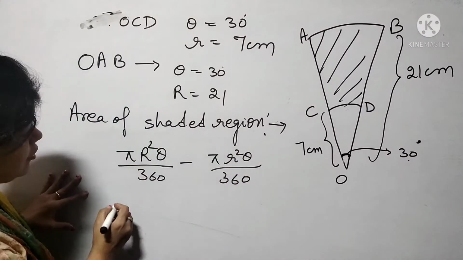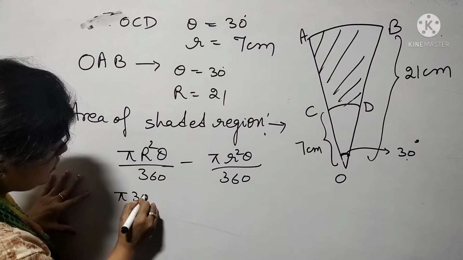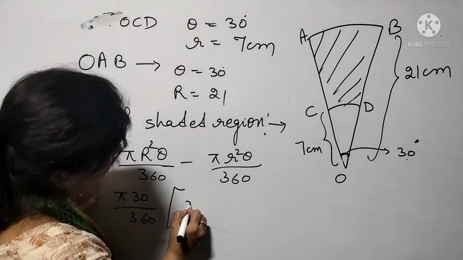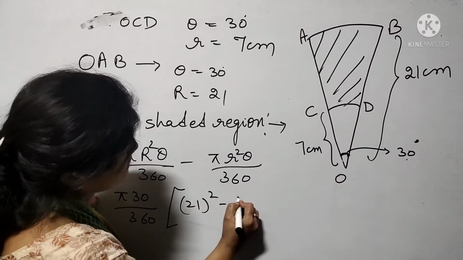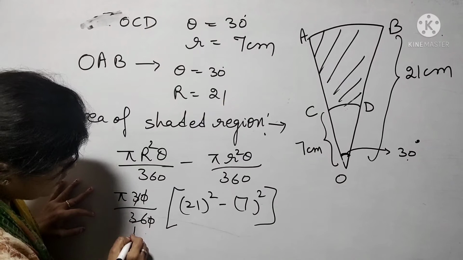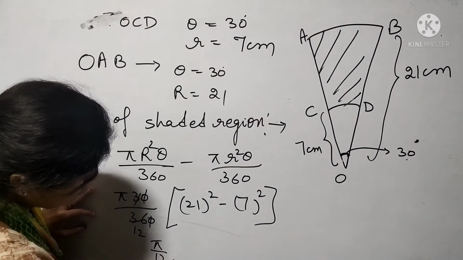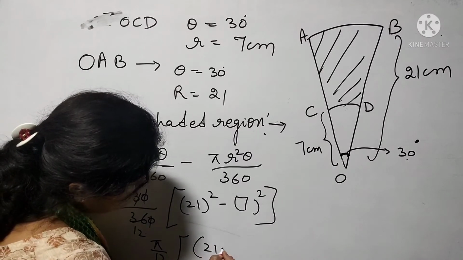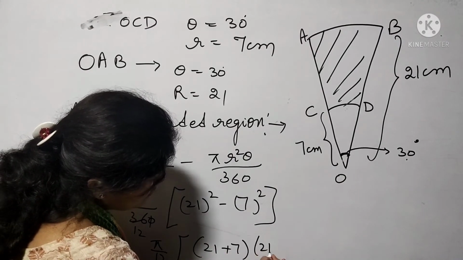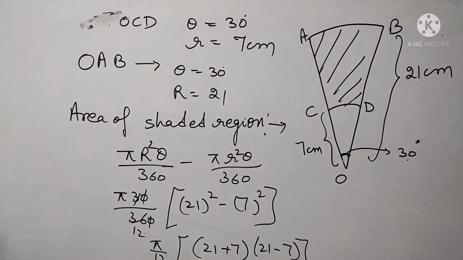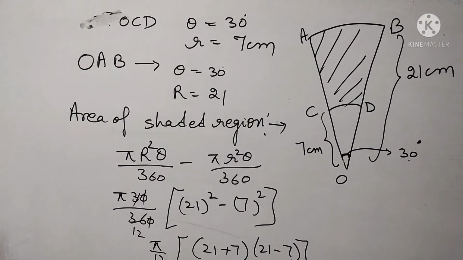You can also take the common pi 30/360, then 21 squared minus 7 squared, and you can do it very quickly. This becomes 1/12, that is π/12. Yes. And from here, a squared minus b squared, that is (21 plus 7)(21 minus 7), and it makes your calculation so easy. And after that, you can solve and find out the answer.